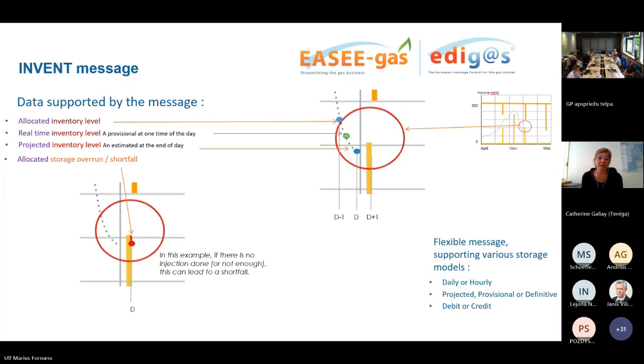To finish, if we zoom again on the same example as the previous slide, the example on the left is when the storage level at the end of the day is below the minimum storage level. It is the case when the shipper didn't inject enough. So the invent message can also contain an allocated storage overrun or shortfall. These are the quantities of gas that exceed the minimum or maximum storage level limit for one day.